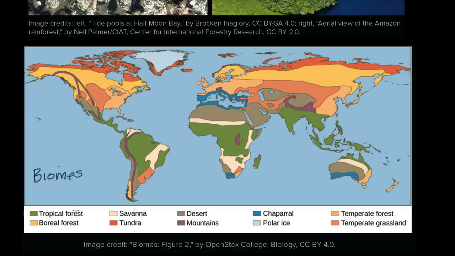As you can see from this diagram, tropical forests are right there. This is the Amazon rainforest. Similar forests can also be found in Africa, Southeast Asia, and parts of Central and Southern North America. You have boreal forests, found in more northern latitudes, as well as savannas, deserts, tundras, chaparrals, polar regions, temperate forests, and temperate grasslands.